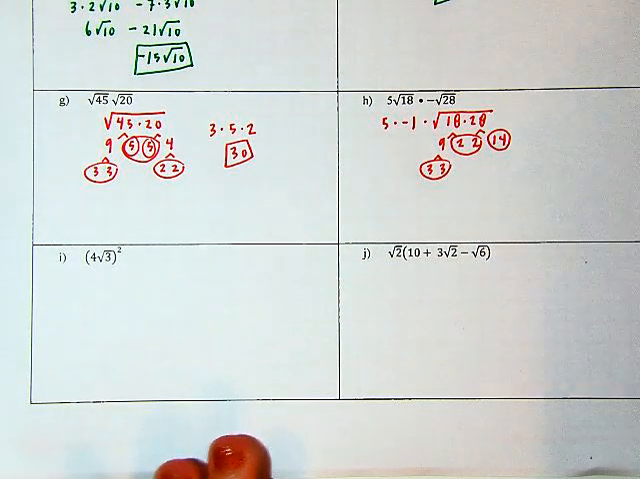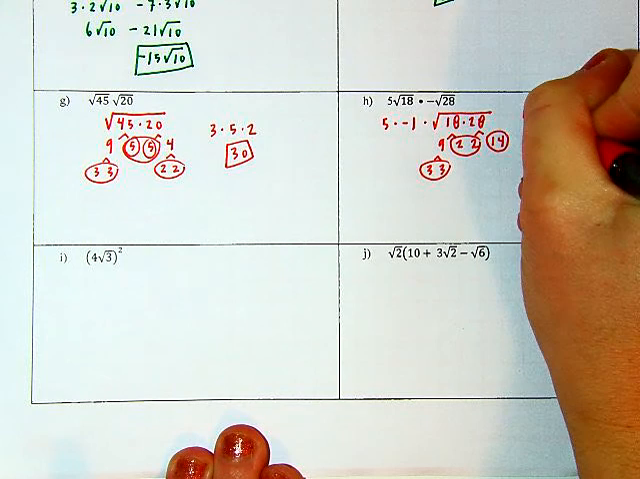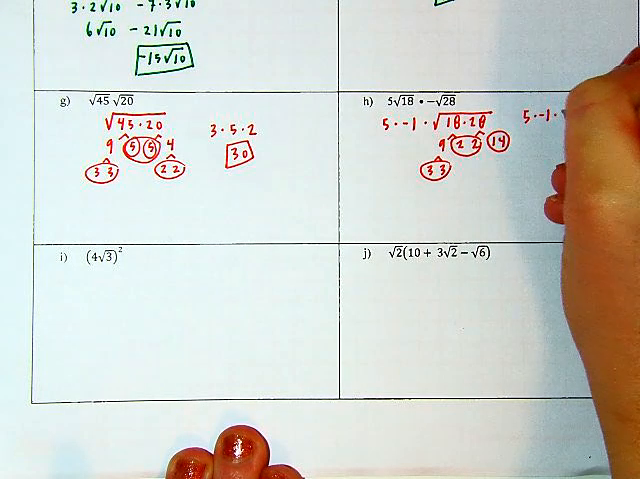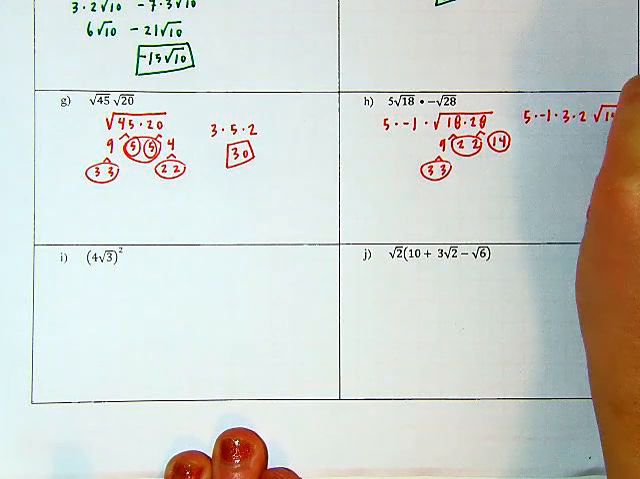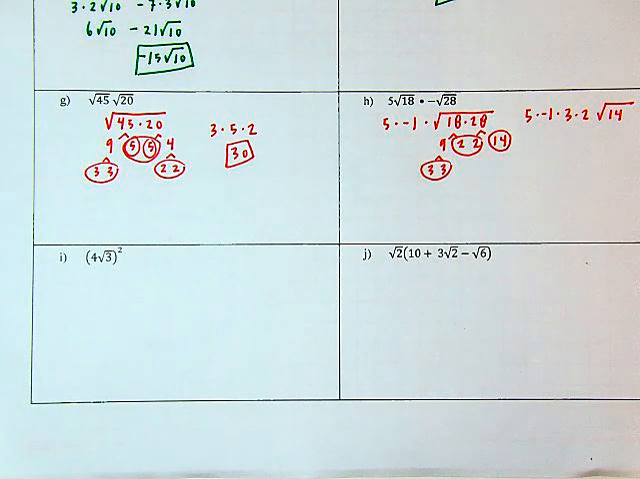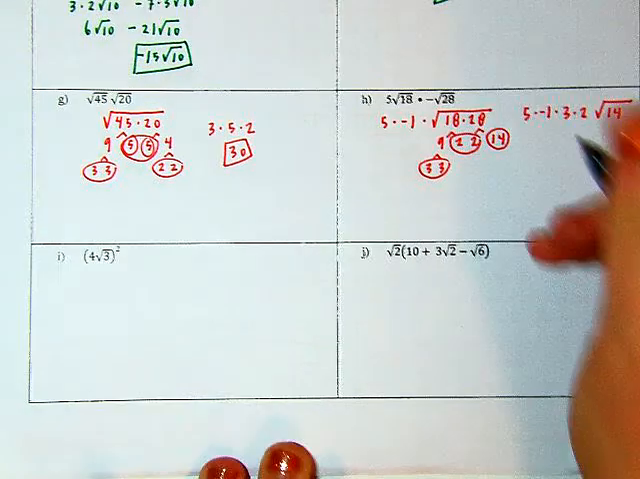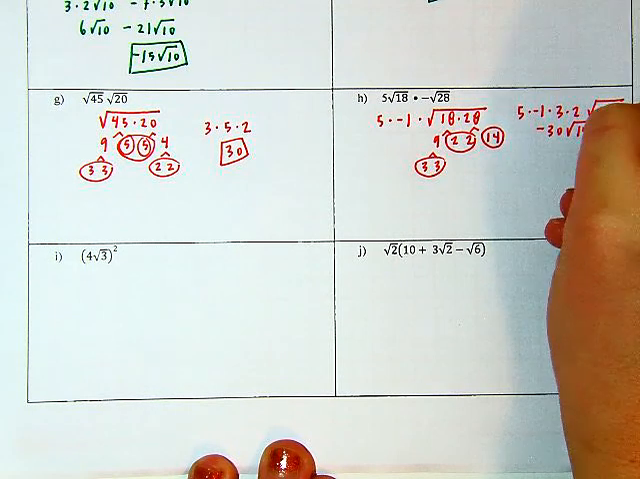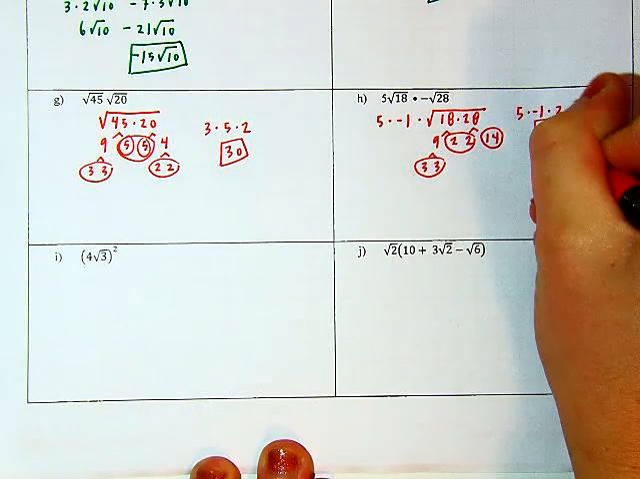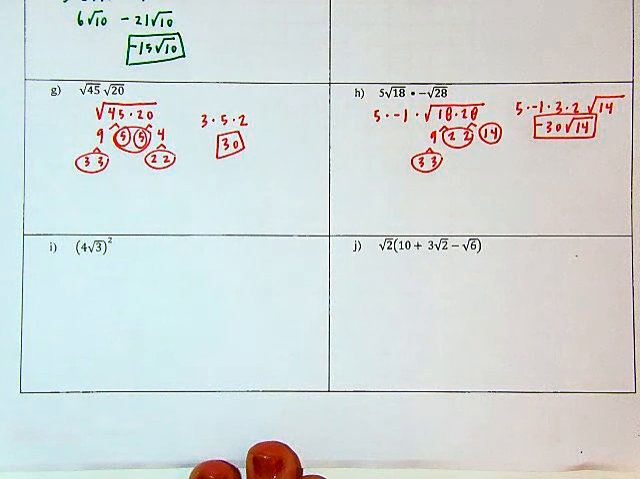So now when I multiply this out, 5 times negative 1 times 3 times 2, and then that 14 stays behind underneath the radical. So 5 times negative 1 is negative 5, times 3 we're at negative 15, times 2 we're at negative 30, and then root 14. That's our final answer. All right, we have 2 more.